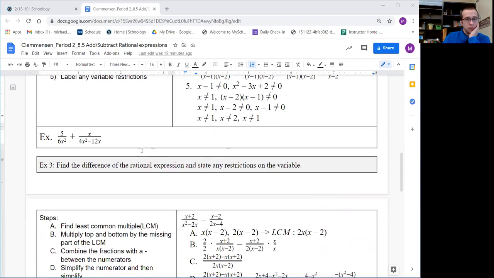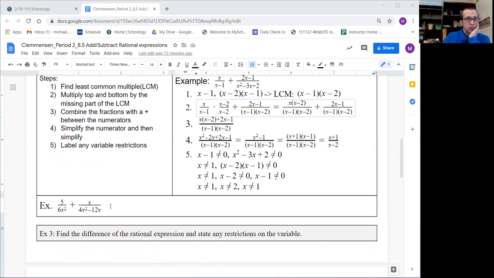Let's work on this one then. I would like you to work on this example right here. Try and follow these same steps. We'll see how you do. I'm going to give you 5 minutes this time to try and do this one. As always, I'm here if you need any help.